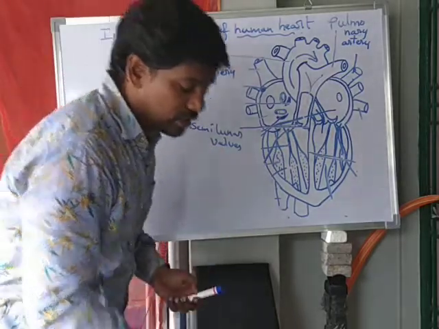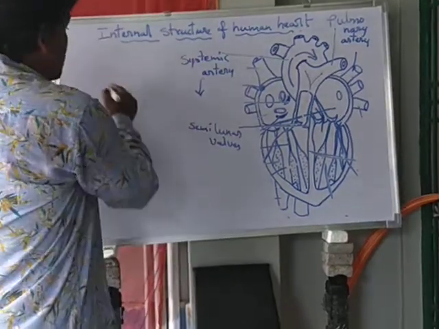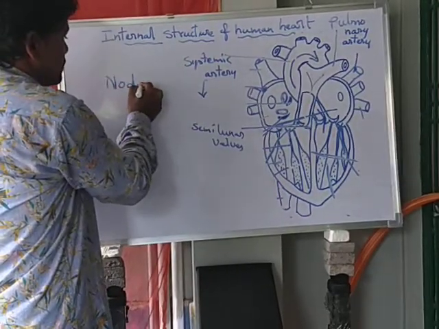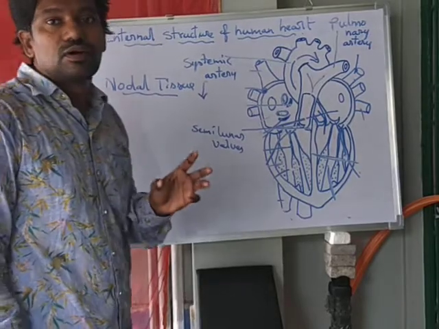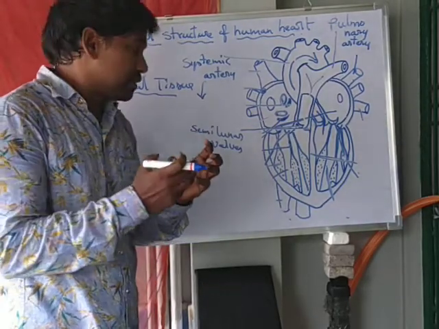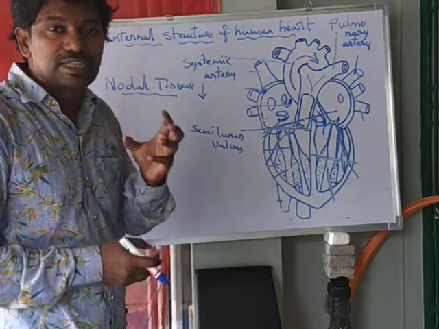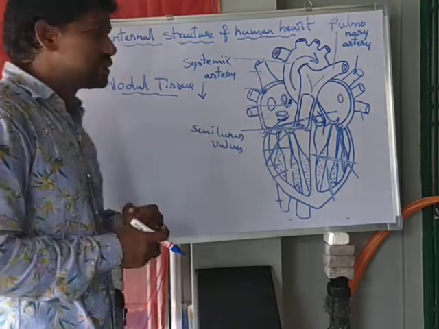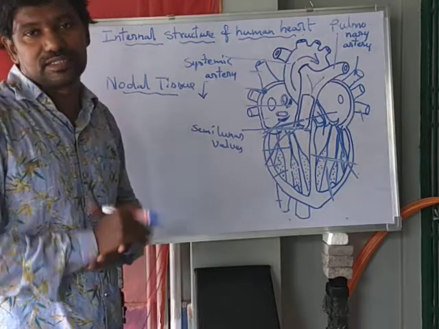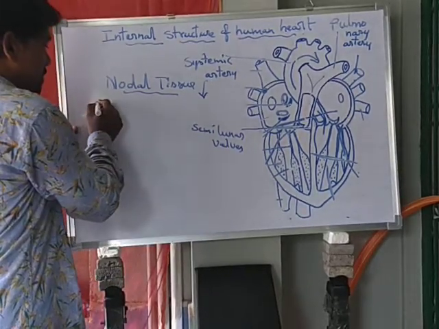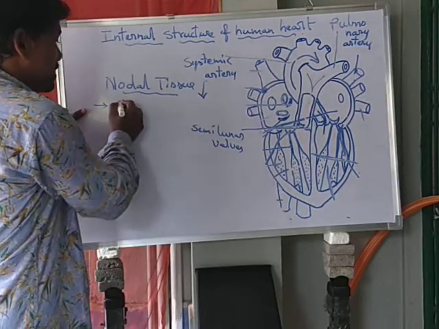Now we know about the nodal tissues. What is nodal tissue? Nodal tissues are specialized cardiac musculature. That means nodal tissues are made up of special cardiac muscles. There are two types distributed in our heart.